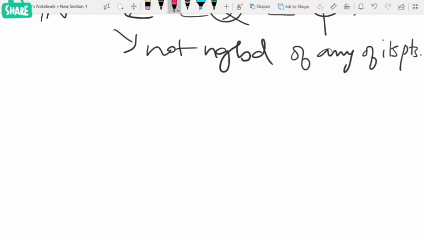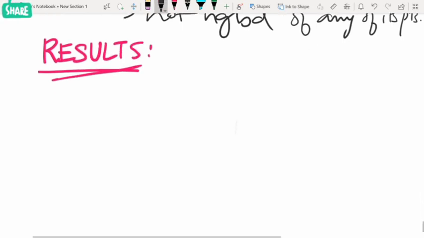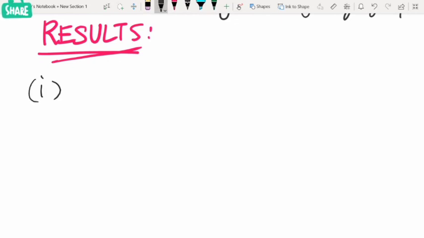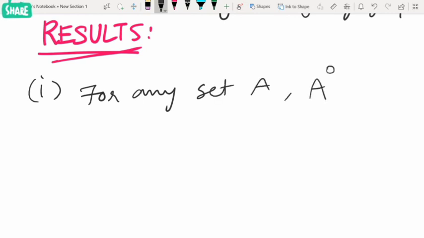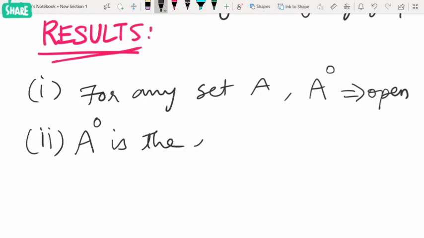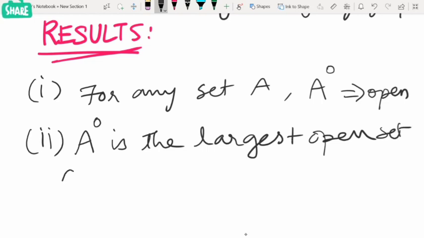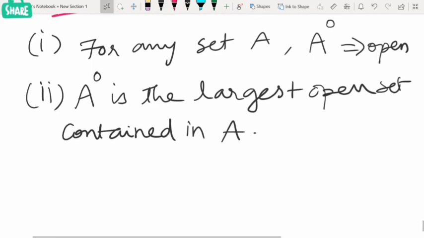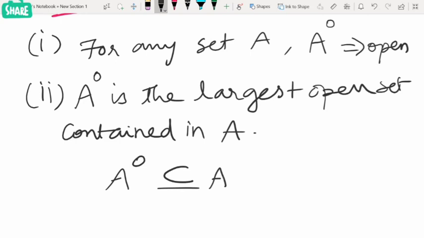Let us see some results on interior sets. The first result is that for any set A, the interior set is open. Second, A naught is the largest open set contained in A. So A naught is always contained in A, it is open, and it is the largest open set.